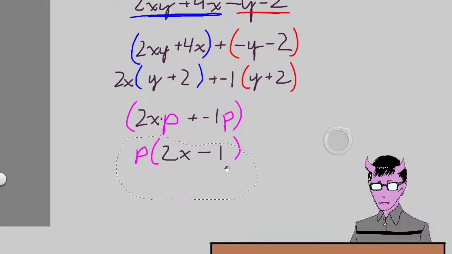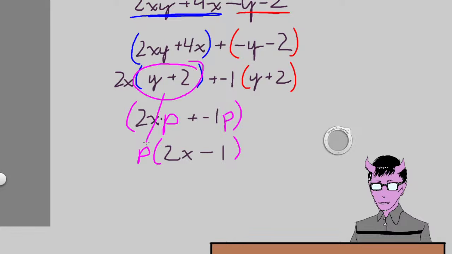So that is conceptually what's going on, but you don't want to introduce more letters into your scenario. So p is just a visual way to condense this y plus 2. So p is just y plus 2.